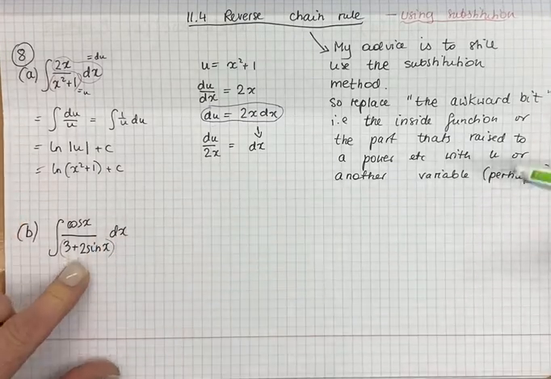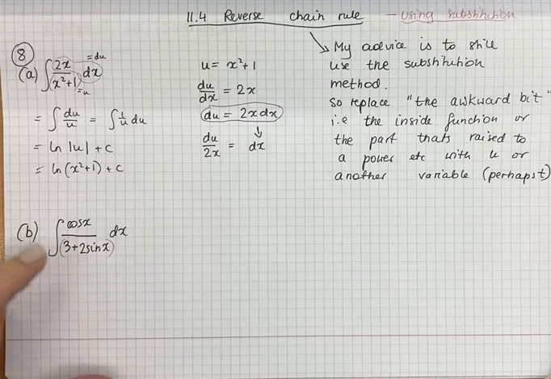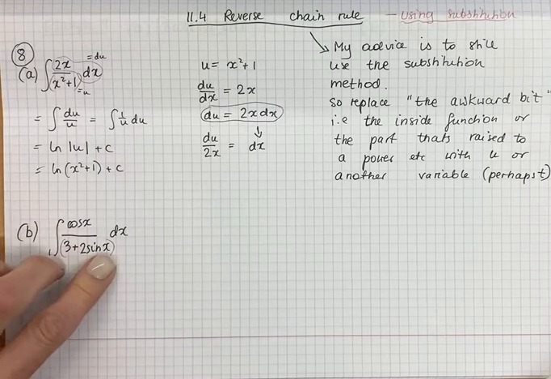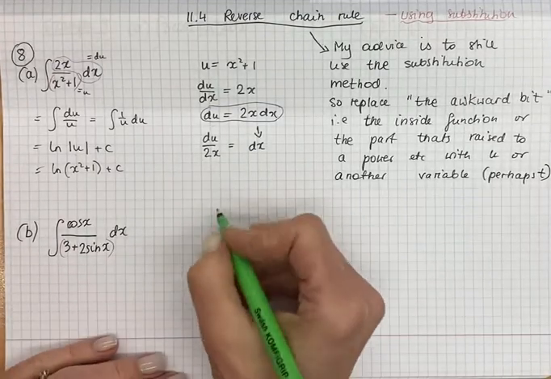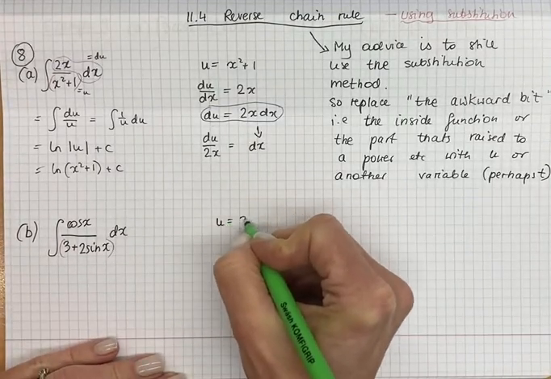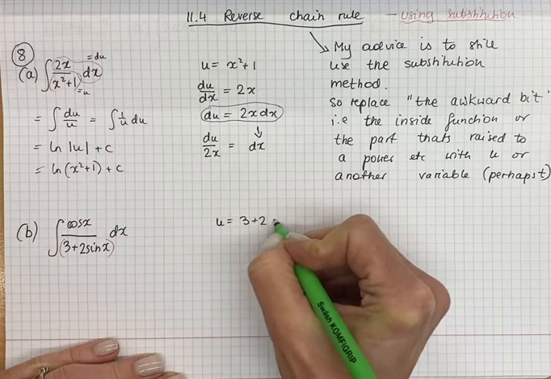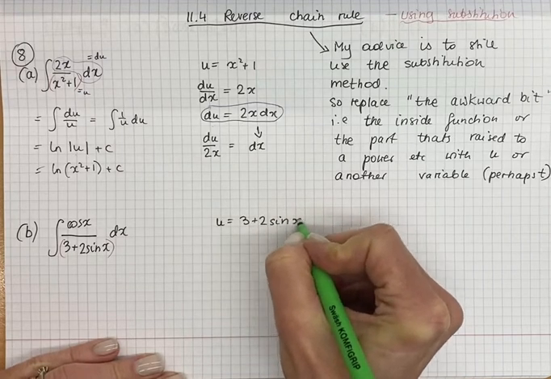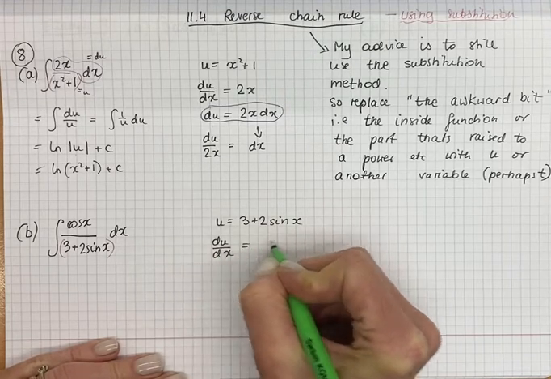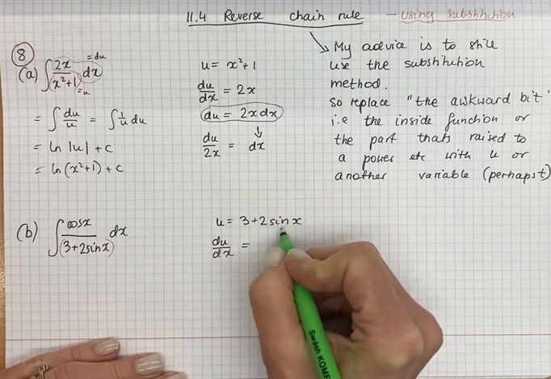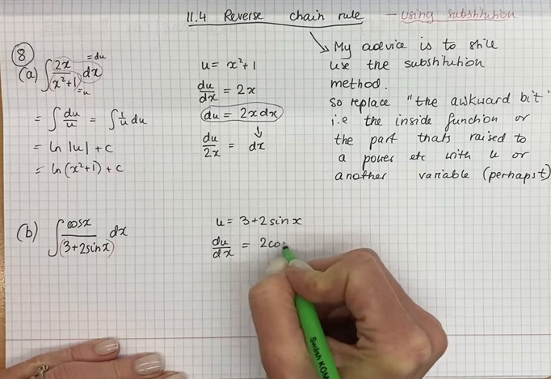Okay, so over here we've got another expression, another fraction. If you look in the denominator, that's the bit you'll be bringing to the top and giving it power of -1. So I'm going to replace the denominator with u. So as soon as you've decided on your substitution, differentiate that. So that 3 goes to 0, 2 sine x goes to 2 cos x.